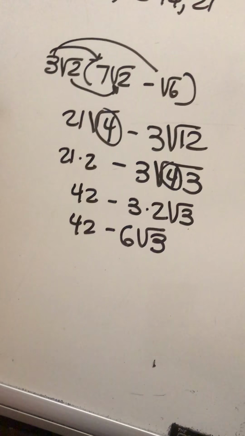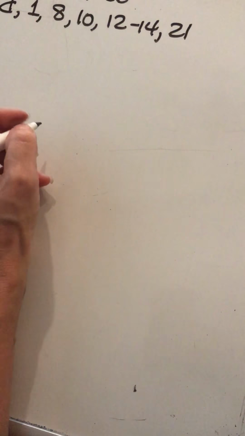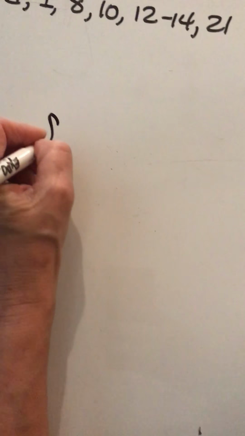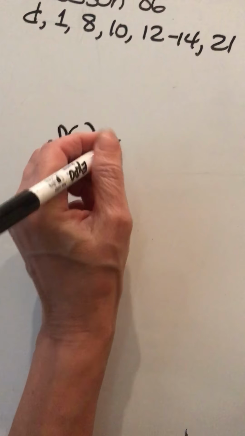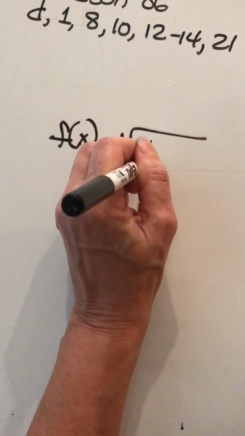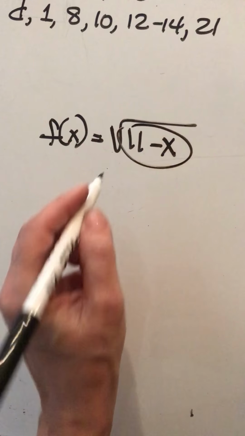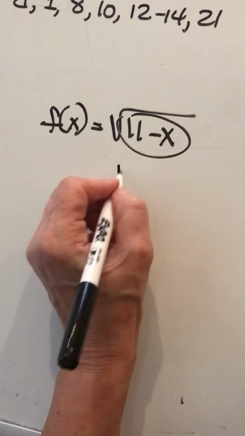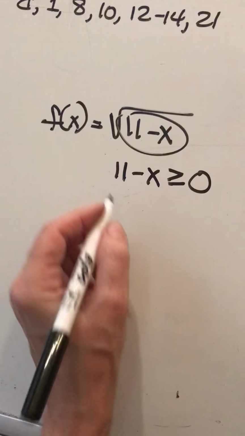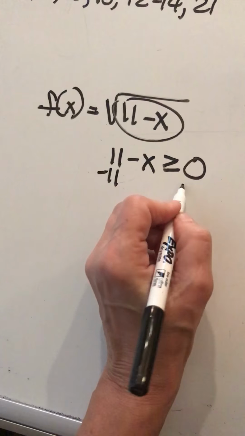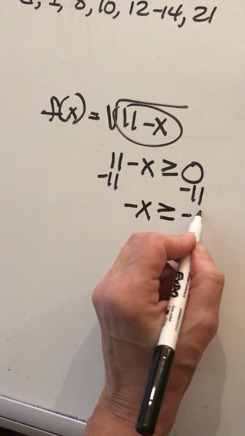Now the next one, number 14, only 2 more to go. Number 14 says find the domain of f of x equals square root of 11 minus x. This is a limitation on the domain. What's under the radical has to be greater than or equal to 0. I subtract my 11 on both sides. I have negative x greater than or equal to negative 11.